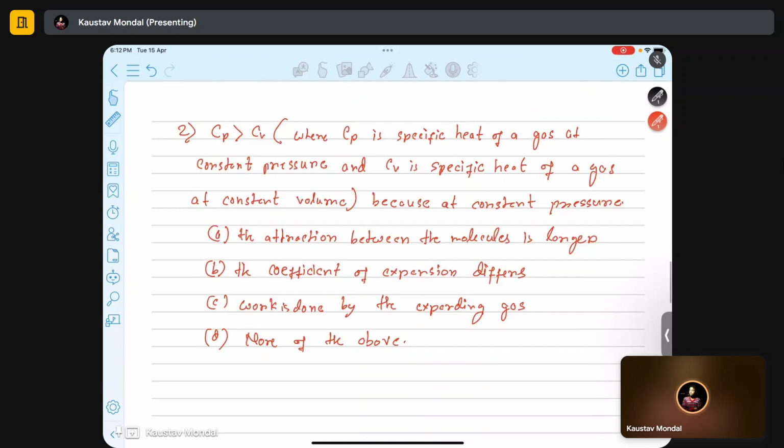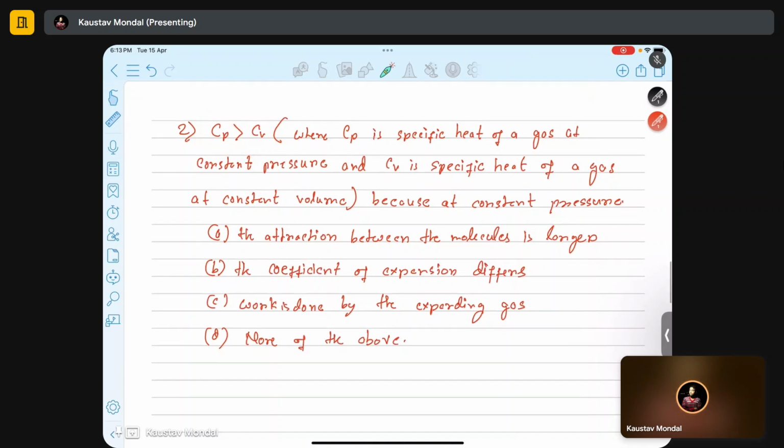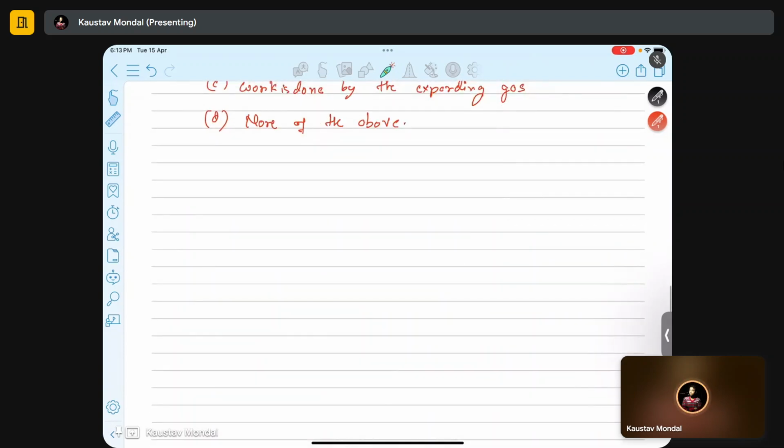So before solving this problem, let me derive how this Cp greater than Cv condition is coming up. We will take that as a starting point, and from there we'll check the four facts given here. Out of these four, which will be the correct one? In order to do that, we first use our very famous first law of thermodynamics.